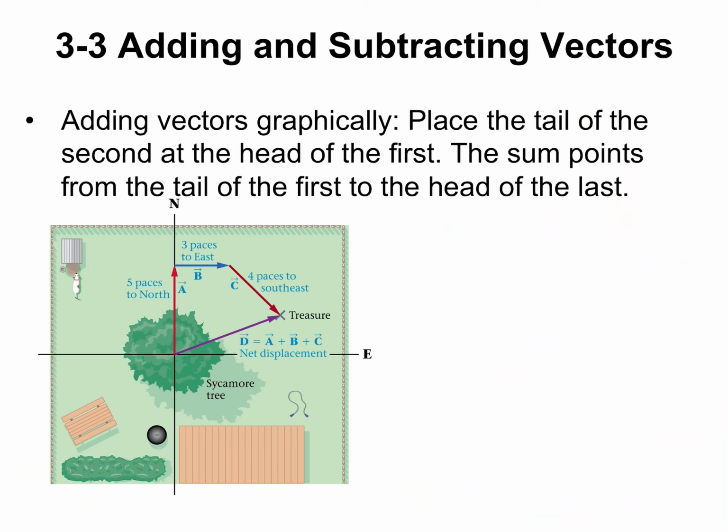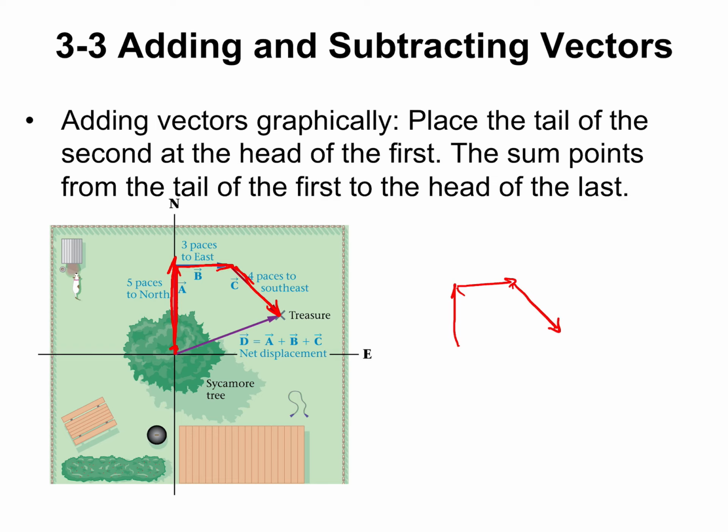Assume you have a series of steps. You start from this location, you move 5 paces to north, and then you move 3 paces to east, and then you move 4 paces to southeast. So basically in the whole trip you have 3 segments: 1, 2, 3. It asks you what the net displacement is.